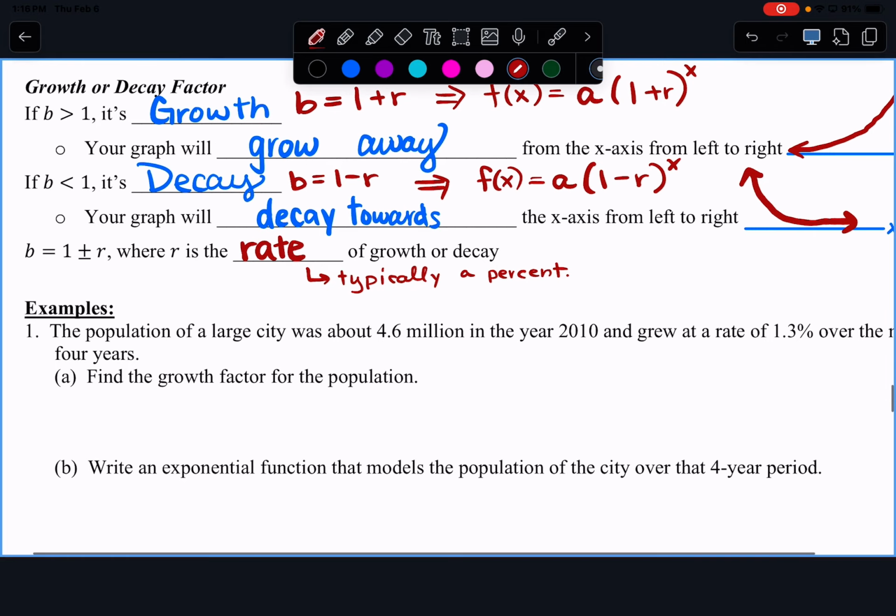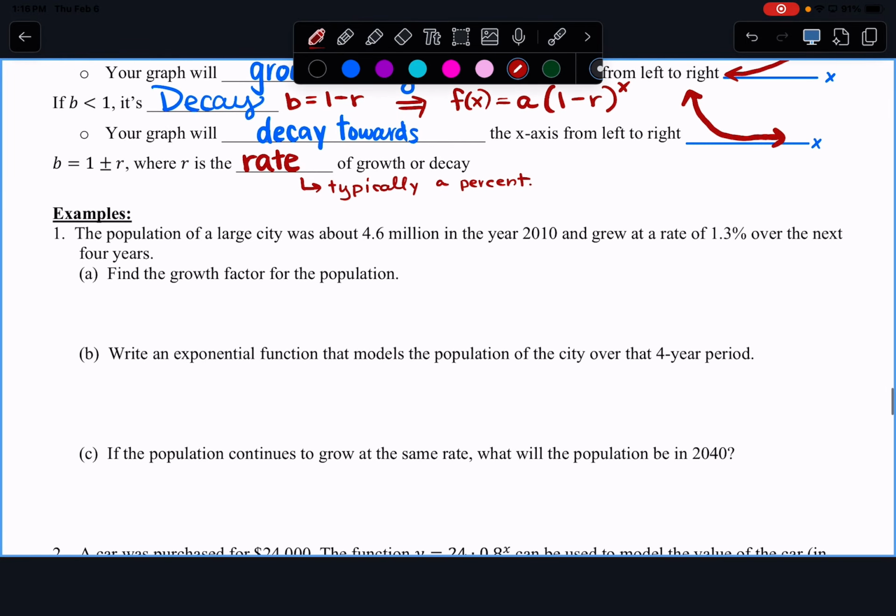For number 1, it says the population of a large city was about 4.6 million in the year 2010, and it grew at a rate of 1.3% over the next 4 years. First, what is our a? What's our starting initial value? 4.6 million. That is our a. Now, out of curiosity, if I wanted to write that as an actual number, how would I write it?